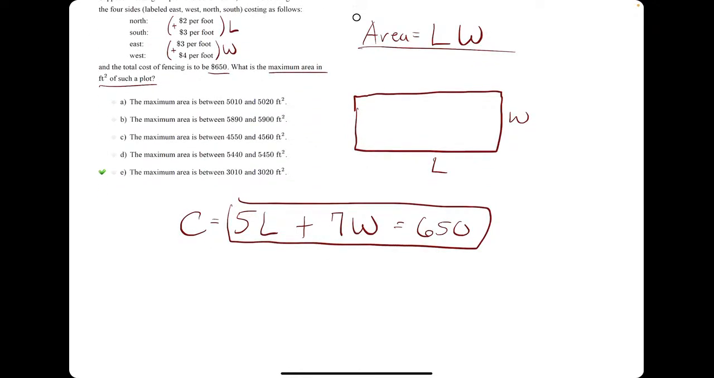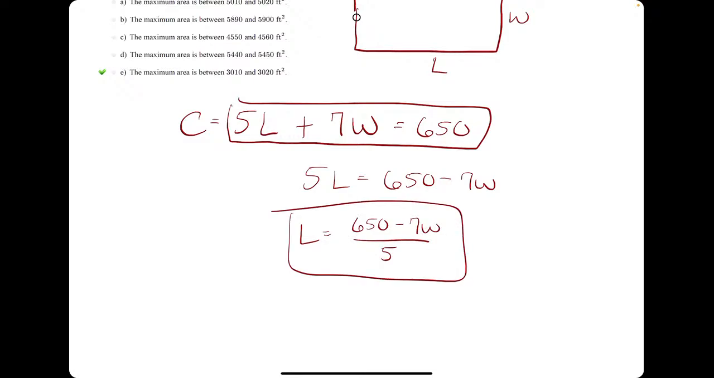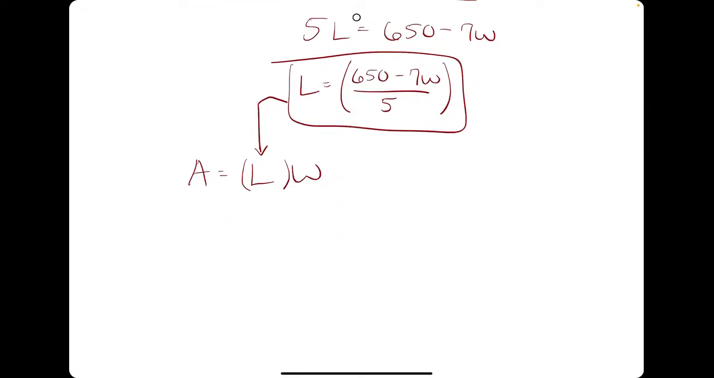Once you have this cost equation, we'll solve for L, or get L by itself. We'll subtract 7W, and then divide the whole equation by 5. So we'll have 650 minus 7W, divided by 5, equals the length. This gives us L in terms of W, which means if we go back to our area, which is length times width, we can substitute this whole expression in place of the length. And that allows us to rewrite the area in terms of W.